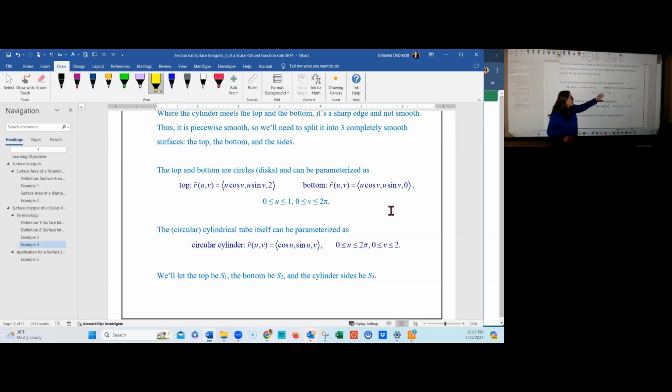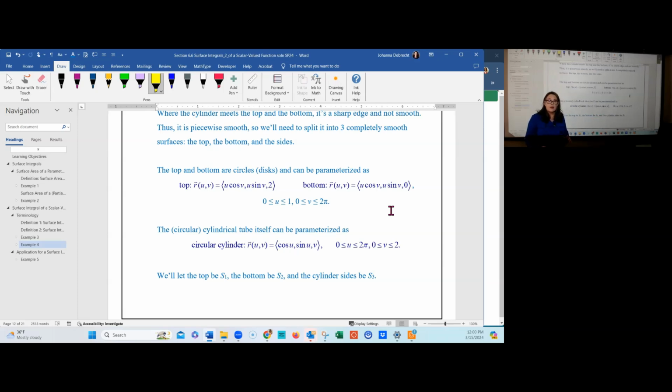So notice that the parameters are not the same. Our limits of integration are going to be the same for the top and bottom, and different for the sides. Let's let the top be S1, the bottom be S2, and the cylindrical sides be S3.